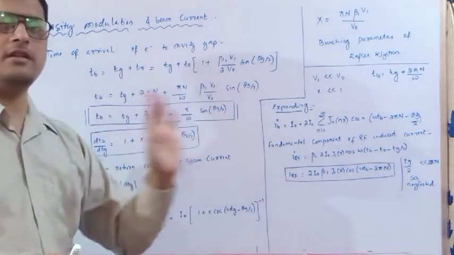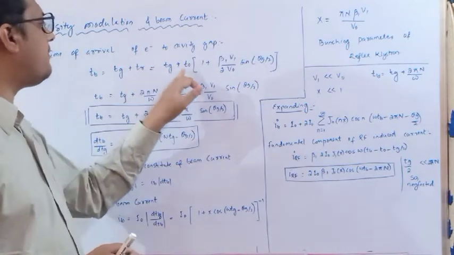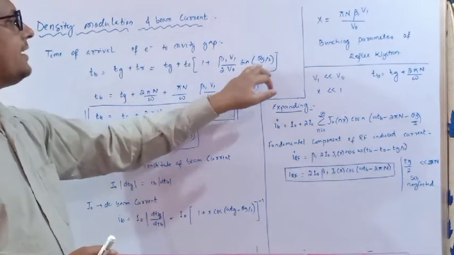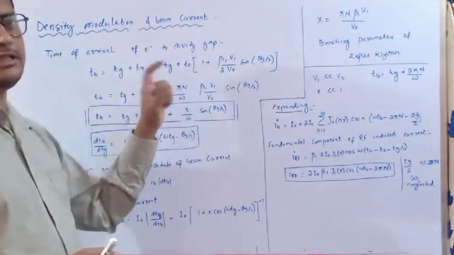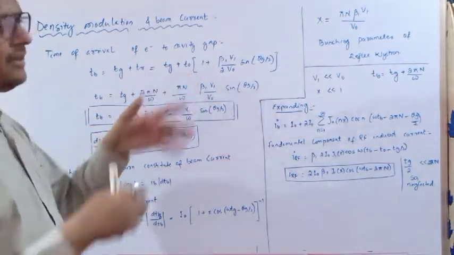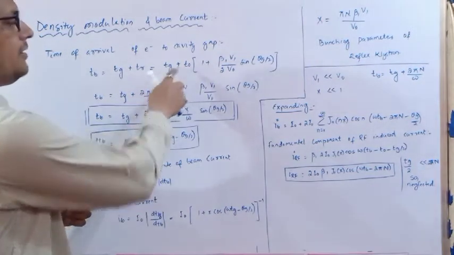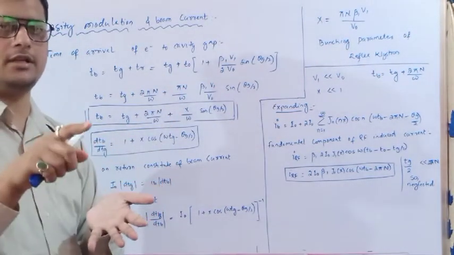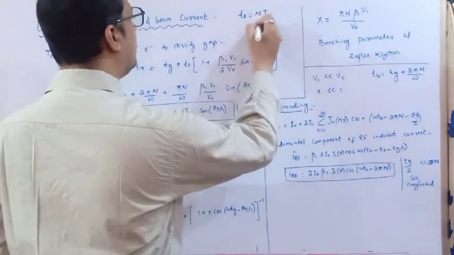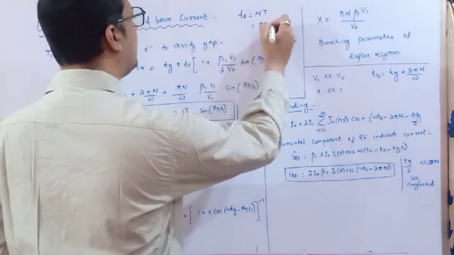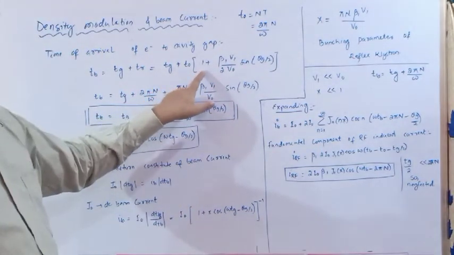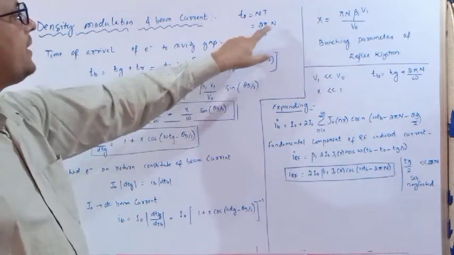Tr is already calculated. So in place of Tr I have written T naught into 1 plus beta 1 V1 by 2 beta naught V naught sin theta g of t, plus Tg. Tg is the gap time period, Tr is the transit time. Okay. Now if you expand it, T naught, as we know, is capital N into T. This I can write as 2 pi N divided by omega. Same thing I have written. T naught, if you multiply with 1, you will get 2 pi N by omega.